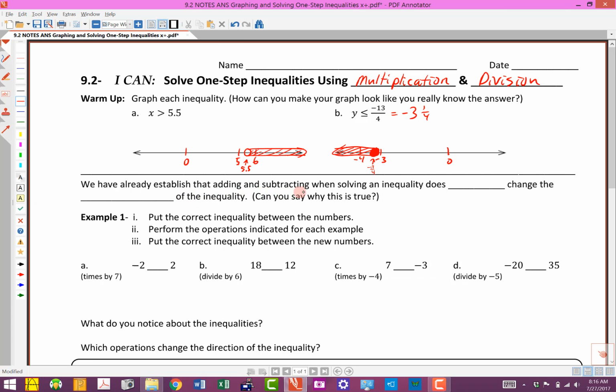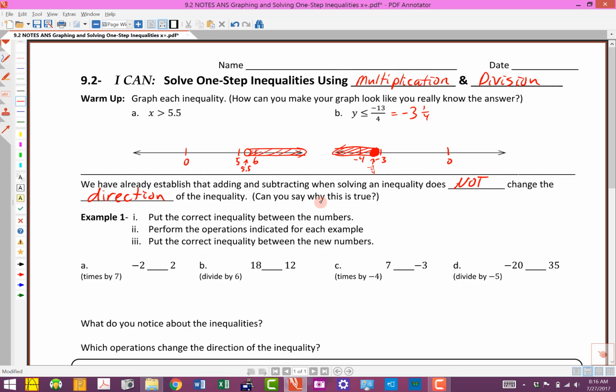Okay, so we've already established that adding and subtracting when solving an inequality does not change the direction of the inequality. We leave the inequality sitting in the same direction that we found it. If it was a less than before, it's a less than after. Now, can you say why that's true? We talked about that several times in the last section. The reason that's true is all we're doing by adding and subtracting is just sliding the sides down if we're subtracting, or sliding them up if we're adding. So thinking about the number line, adding moves the numbers up the number line, and subtracting moves the numbers down the number line. So to the left would be down, and up would be right.